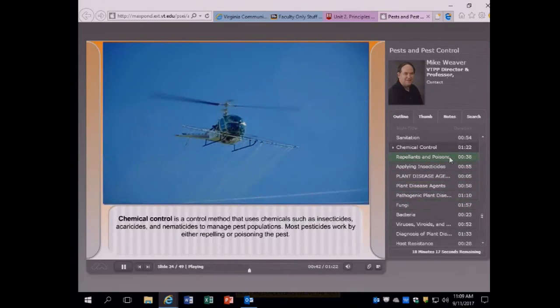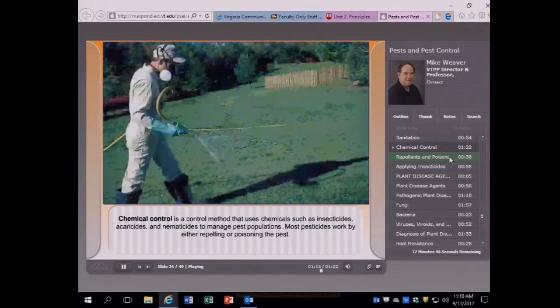So when we consider chemical control, it's important that we consider other controls. Generally, we use chemical controls in combination with these other controls. This combination is generally referred to as integrated pest management, so that we balance those controls and we base it on the presence of economic damage, and we determine whether or not we need to employ a control at all. So chemical control involves the use of chemicals such as insecticides, acaricides, and nematicides to manage pest populations. Most pesticides work by repelling and poisoning the pests, and so we'll discuss that in detail.